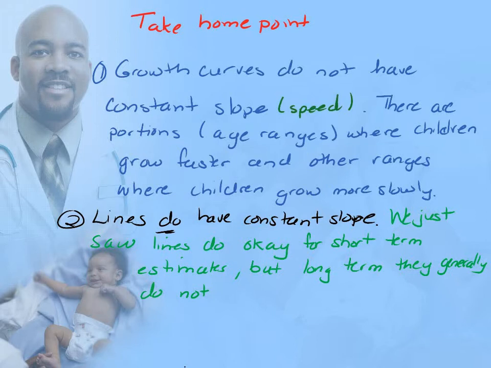Okay, so the take-home point of this assignment, which we're not quite done with yet, is that the pediatric growth charts do not have constant slope. The slope is the speed. This is a different way to introduce slope.